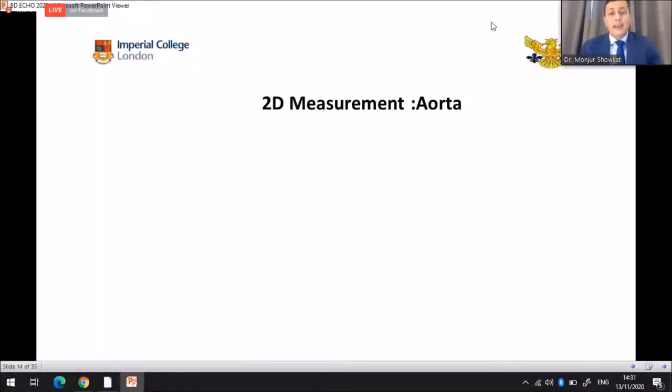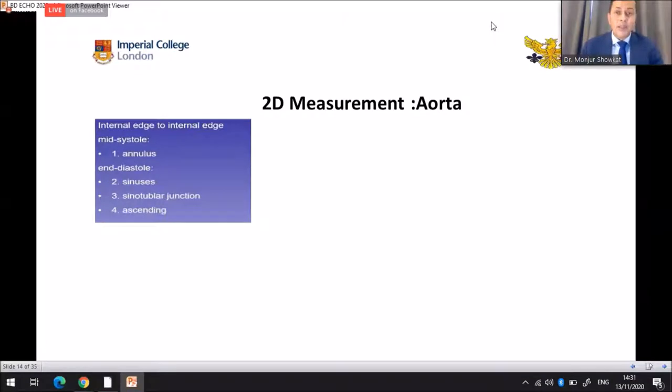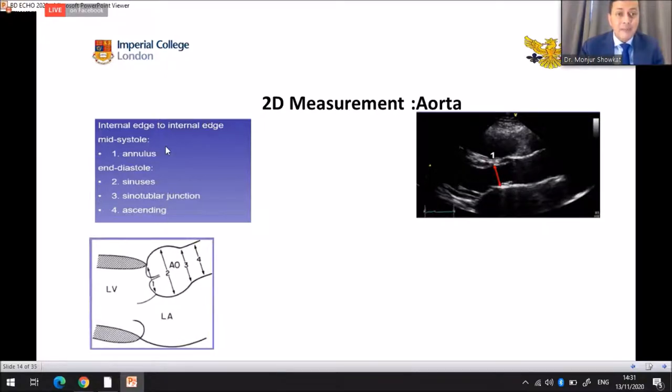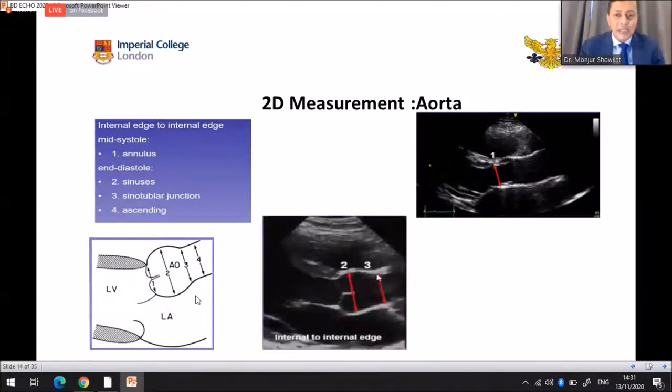When you get anybody with aortic regurgitation, we need to start with measuring. You might have a different opinion, but what I'm trying to say is you need to measure internal edge to internal edge when you measure diameter. That is our practice: when we assess any valve, we measure inner edge to inner edge. Annular measurement is done in mid-systole, while for the sinus, sinotubular junction and ascending aorta, you need to measure in end diastole. So this is how we do it.